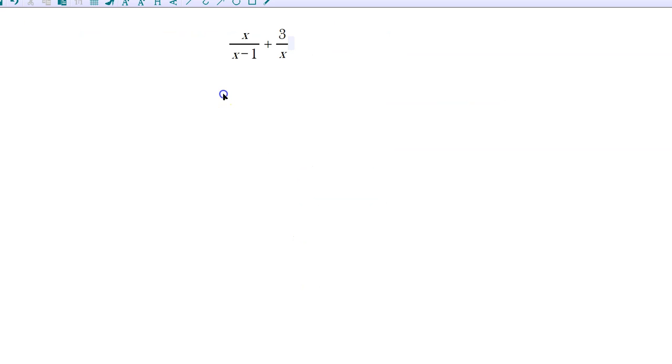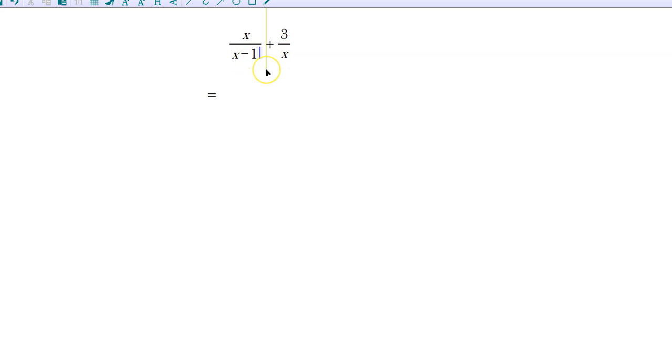Let's look at this next example. Again, you have now x over x minus 1 plus 3 over x. Our goal is to add these. So you make observations. With respect, for example, to the fraction on the right side, x minus 1 is missing x. Again, let me stress this.